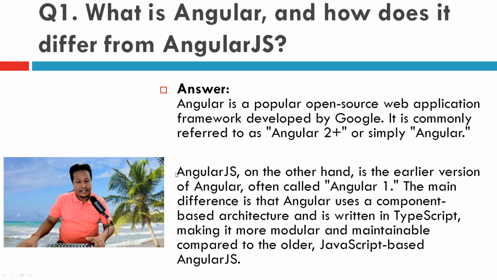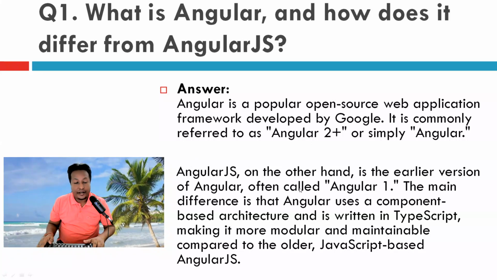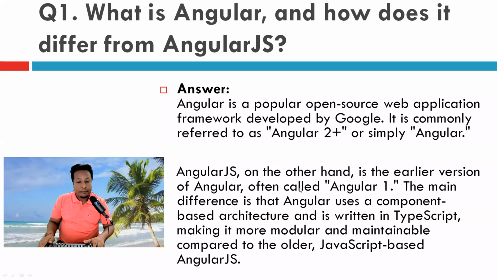The main difference is that Angular uses a component based architecture and it is written in TypeScript, whereas AngularJS is written in JavaScript. Using TypeScript makes it more modular and maintainable compared to AngularJS. Okay, so this is the first question. Let's move to the next question.